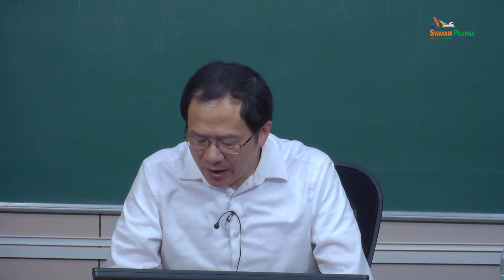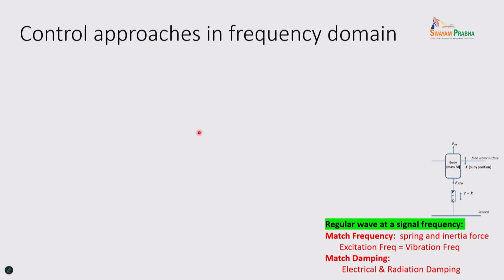Okay, so in the last several lectures, I highlighted the regular wave at a single frequency. What's the condition for maximum power here? You match the frequency, so that the spring force and the inertial force cancel. This is the resonance condition. And you match the PTO damping, the energy-conversion-induced damping, to the radiation damping. Then you have maximum power output.